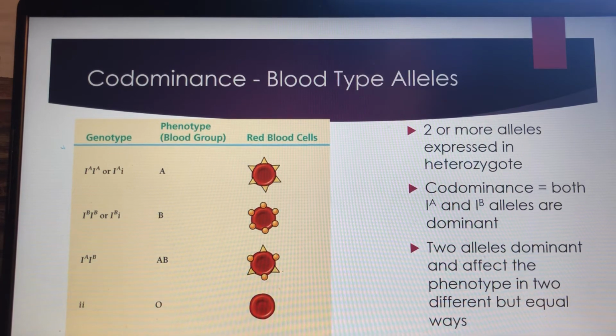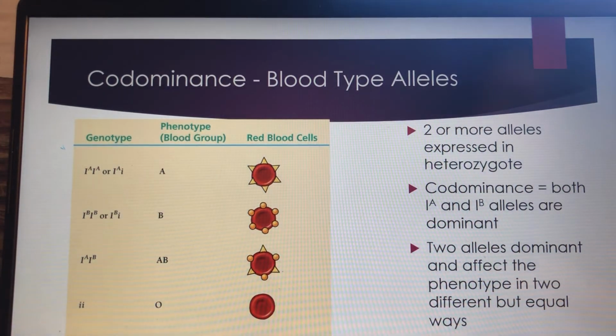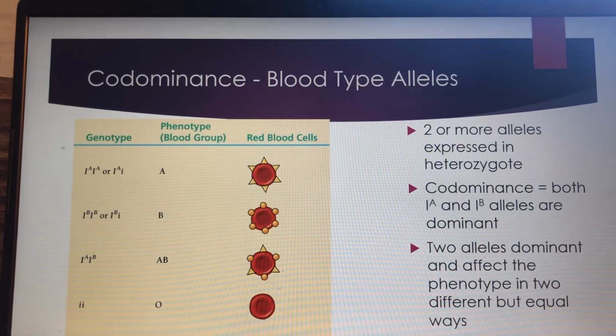And the two alleles are dominant, and they affect the phenotype in very different ways. And the other blood type that we have is the type O. Now, what happens with these antigens, and you don't really need to know this for your test, you just need to understand that type AB blood is a great example of codominance, meaning that both alleles are expressed. It's not a blending. Both alleles get expressed.